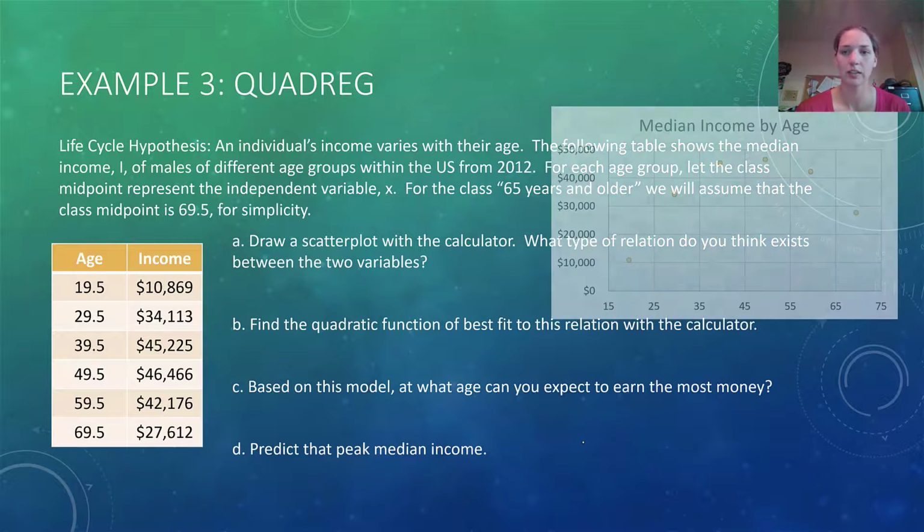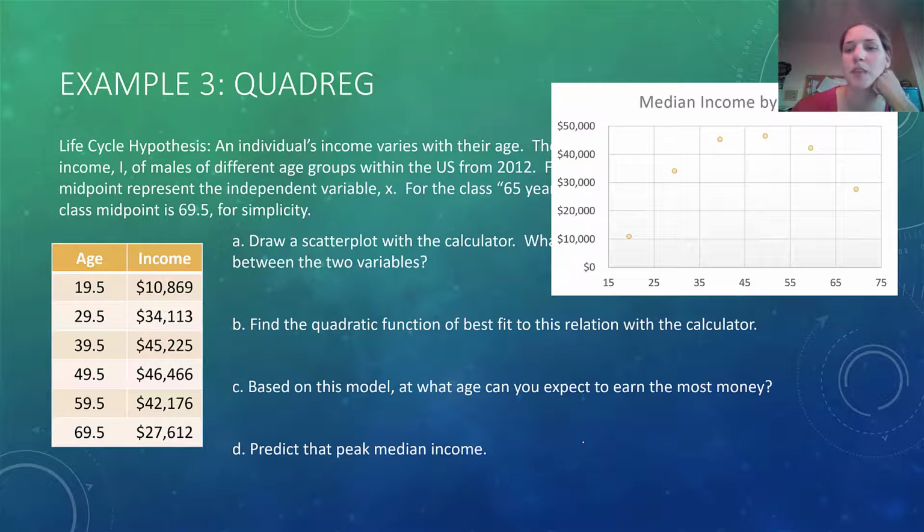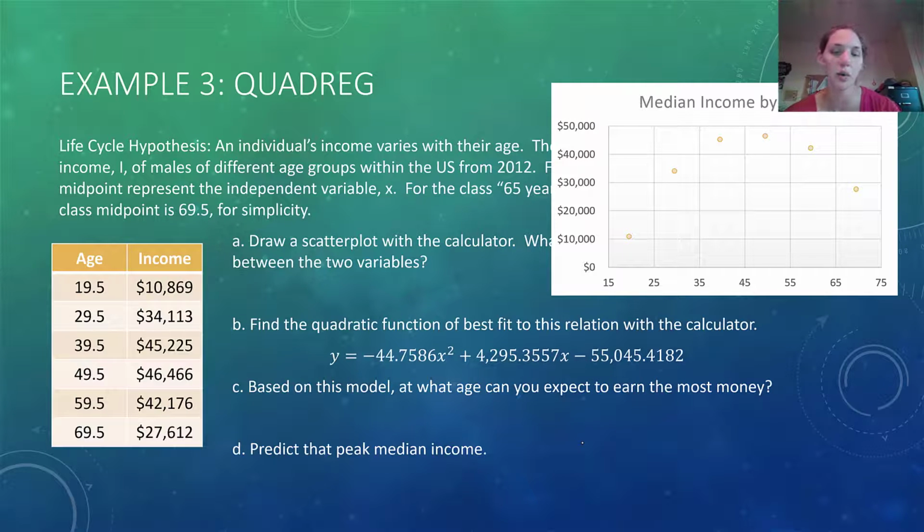Okay, here's my graph. Median income looks like a negative parabola. Now we need to find the quadratic function of best fit to this with our calculator. I did that: stat, calc, quadratic. If everything's in there, you're fine. And then it's going to give you A, B, and C. So we're going to fit A, B, and C into this equation.